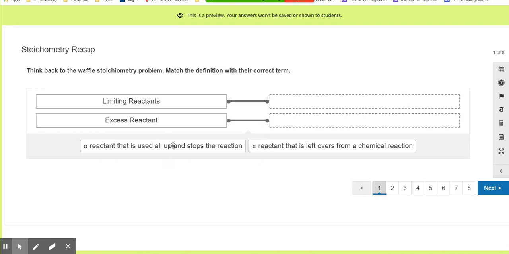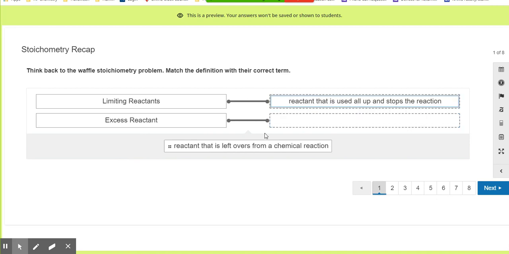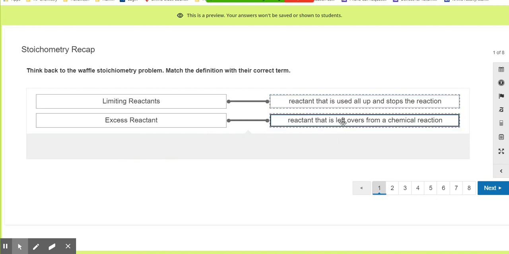Good. Someone said the first one. Yes. All right. So the reactant that is used up and stops the reaction is going to go into that first box. Then process of elimination tells us the one that has leftovers is your excess reactant. So hopefully you guys got both of those.